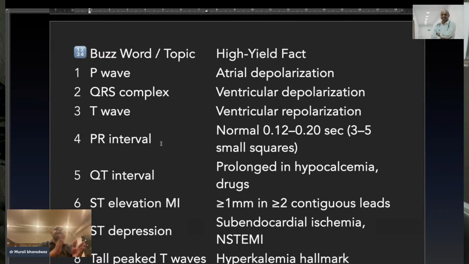Now, P wave is atrial depolarization, QRS is ventricular depolarization. PR interval normal value is 0.2 seconds. PR interval is between the P wave and the beginning of the QRS complex, including the P wave. Intervals always include the wave. One small box is equal to 0.04 seconds. One large box is equal to 0.2 seconds because it has got 5 small boxes.